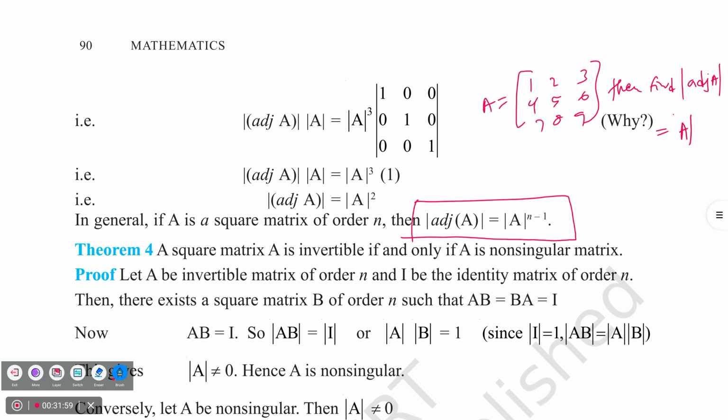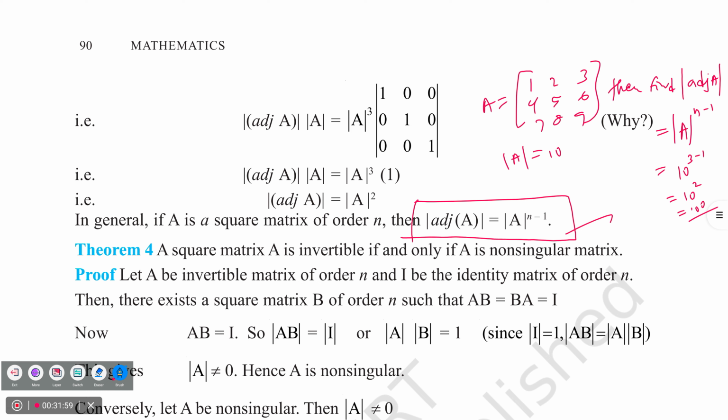Determinant of A whole power n minus 1. Here n means the order, which is 3. Suppose the determinant of A is, for example, 10. Then 10 power 3 minus 1 is 10 power 2, which is 100. Over. You don't want to find the adjoint of A or go through the 3 by 3 calculation. Very easily you can complete this if you remember this formula.